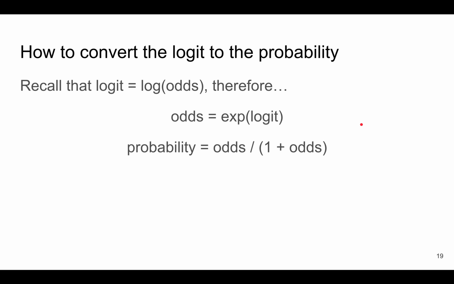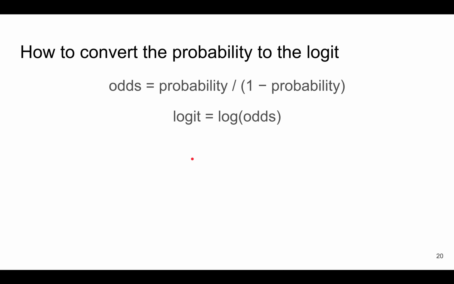Alright, so there's a very simple way that you can convert the logits into a probability using the fact that logit is the log of odds. You take the exponential to get the odds, then you have this equation, which is basic algebra, to calculate the probability. And similarly, you can convert the probability into logits by calculating first the odds, then taking the log.